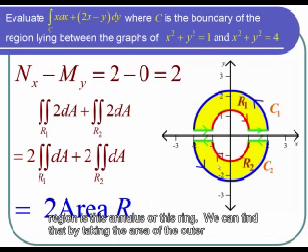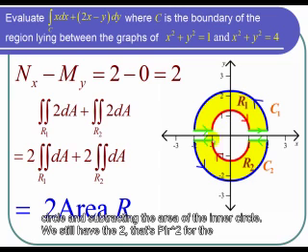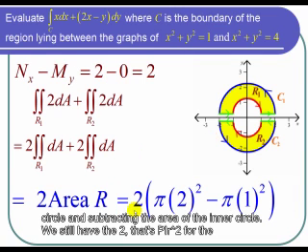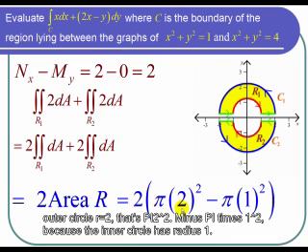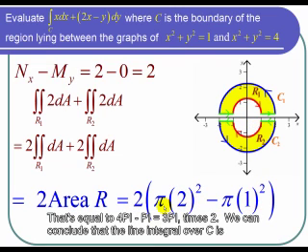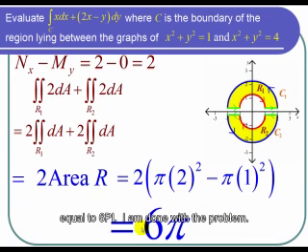And the total region is this annulus, or this ring, and you can find that by taking the area of the outer circle and subtracting the area of the inner circle. We still have the 2, and that's pi r squared. For the outer circle, r is 2, so that's pi times 2 squared, minus pi times 1 squared, because the inner circle has radius 1. And that's equal to 4 pi minus pi, which is 3 pi, times 2. And we can conclude that the line integral over C is equal to 6 pi. And I'm done with the problem.